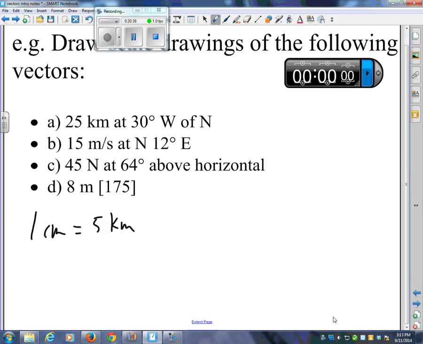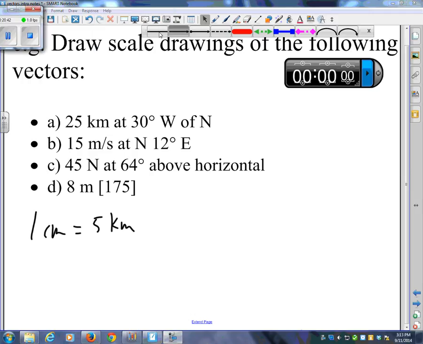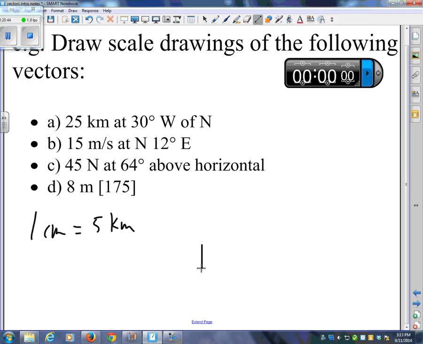I call the north line the reference line. So you need a small little line that you are defining as north. That is straight up and down, north. And from there I have to go 30 degrees to the west, right?